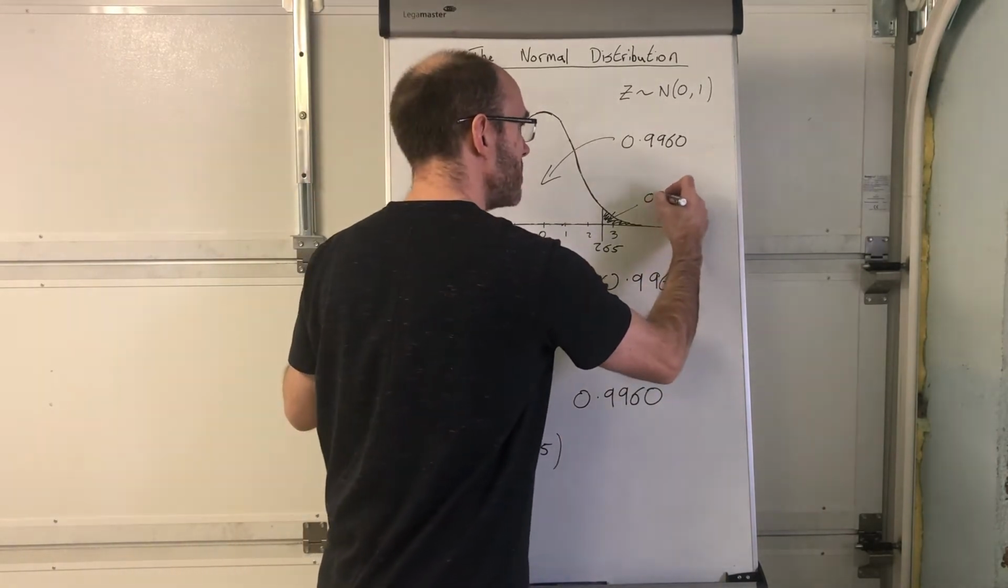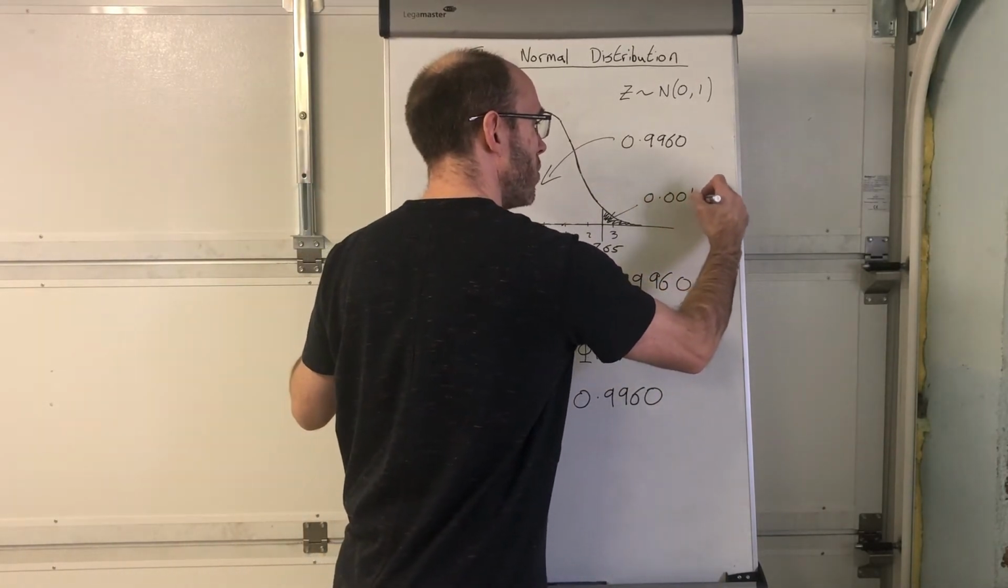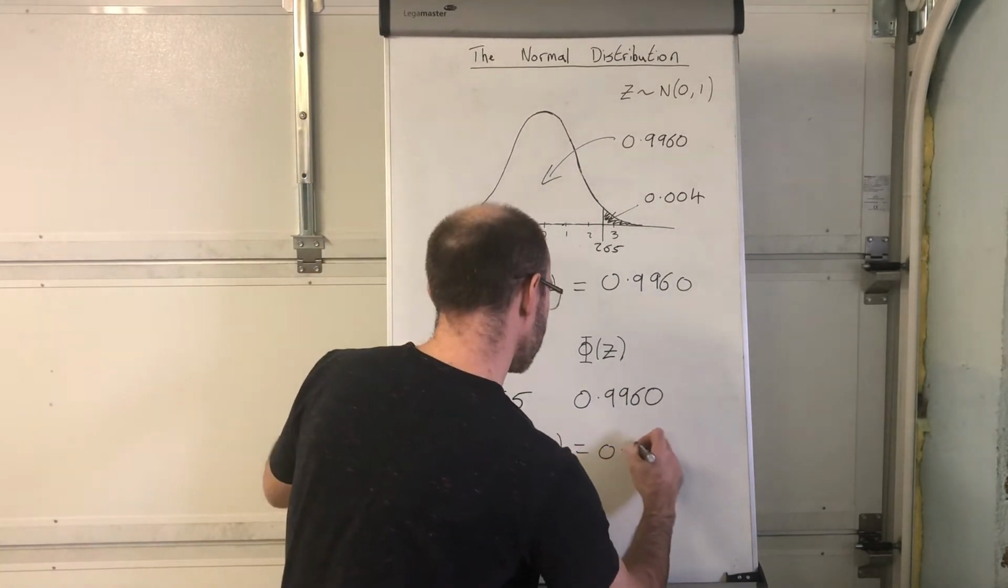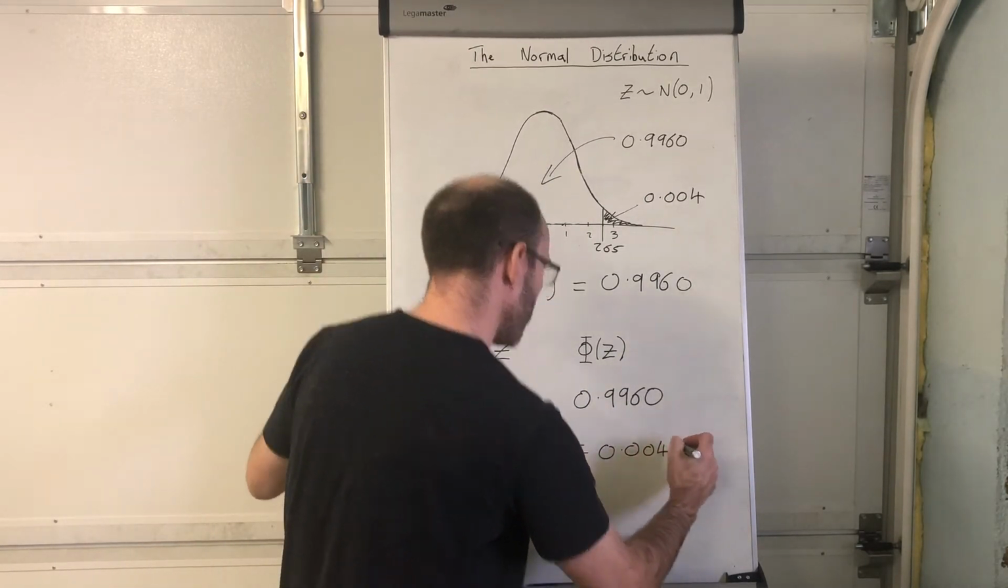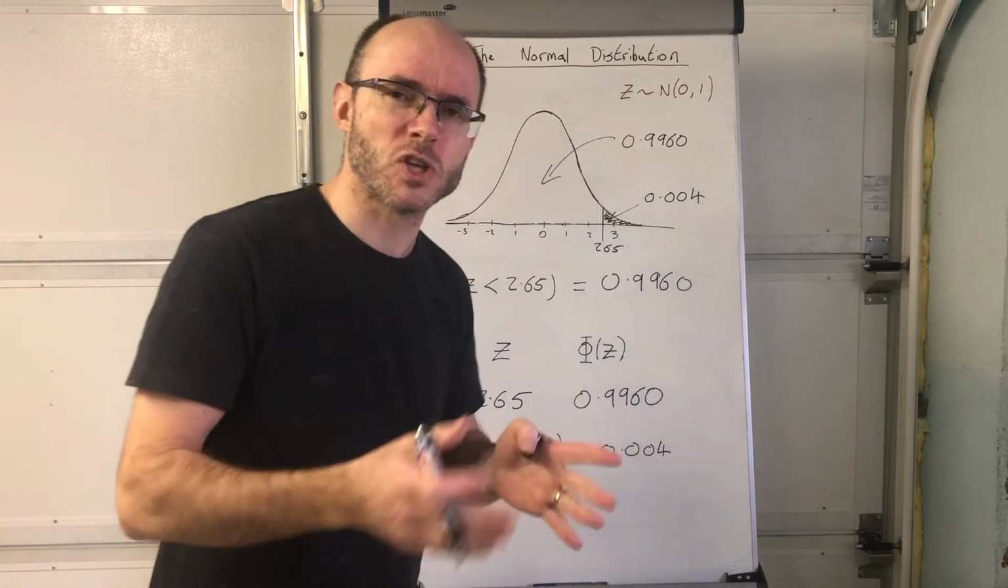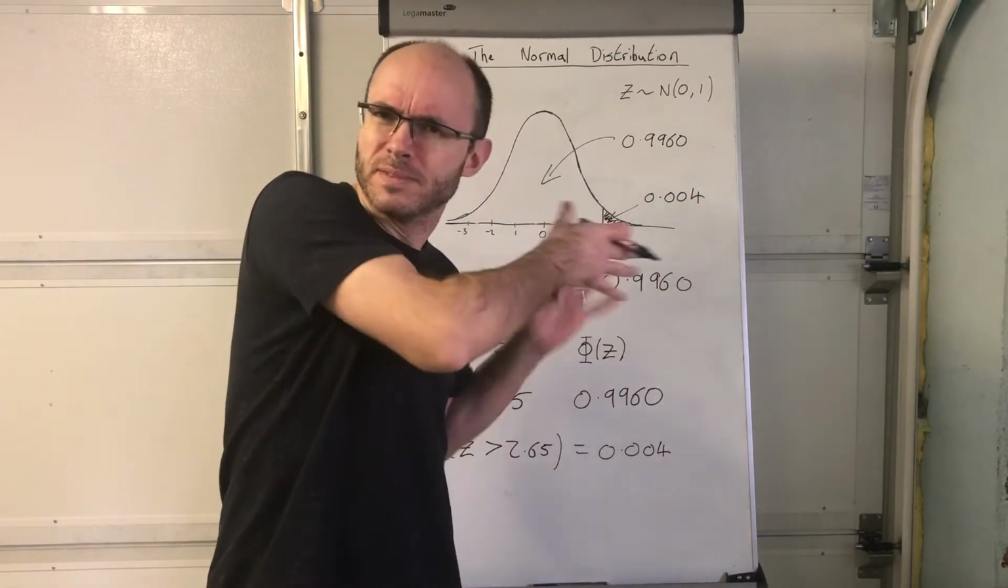So that will be 0.0040. I'm not going to put the 0 on the end. So that would be 0.0040. Now I mentioned using symmetry of the curve. Well, I've got another example to show you. Just hang on a minute while I clean up my board.